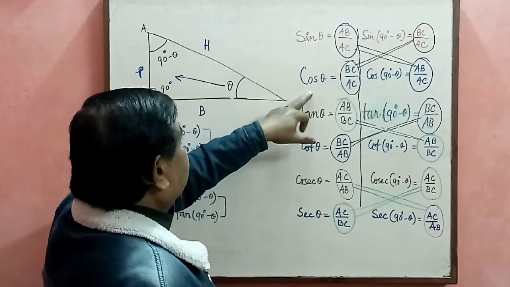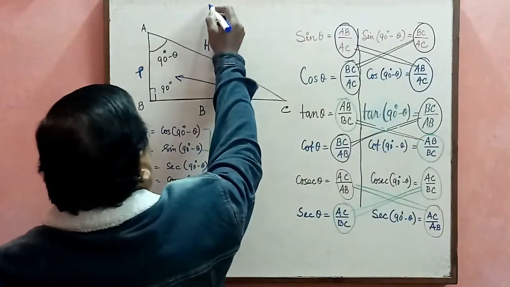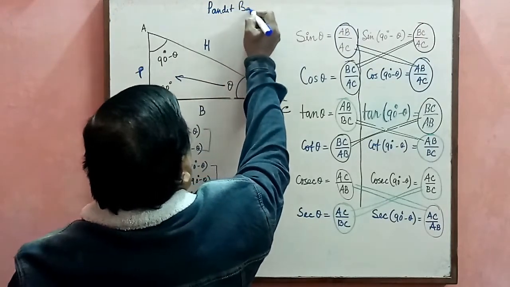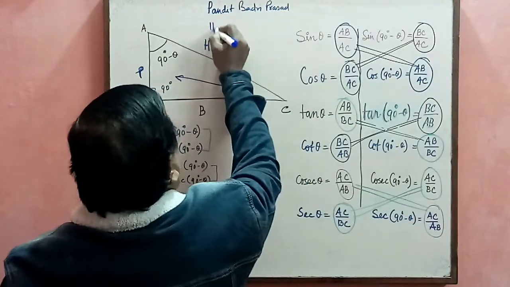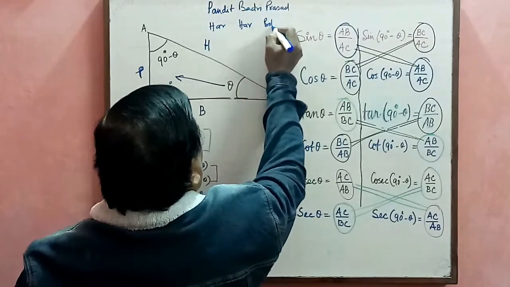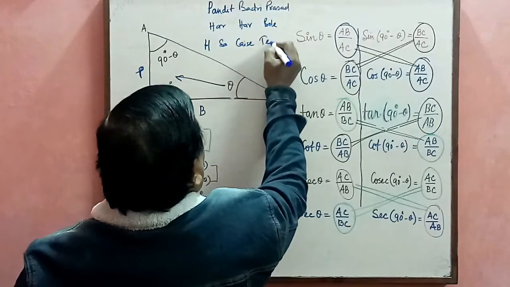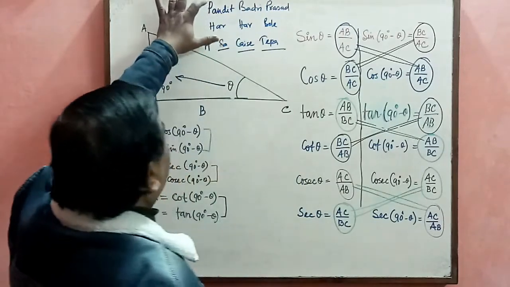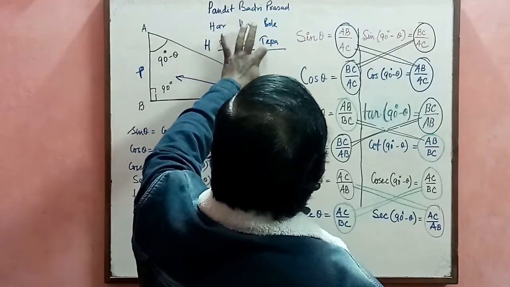Cos theta is base upon hypotenuse, because I think you must have remembered Pandit Badri Prasad, Har Har Bole, Har Har Bole, so kaise tepa, so kaise tepa. Sin, cos, tan: sin P upon H, cos B upon H, tan P upon B.